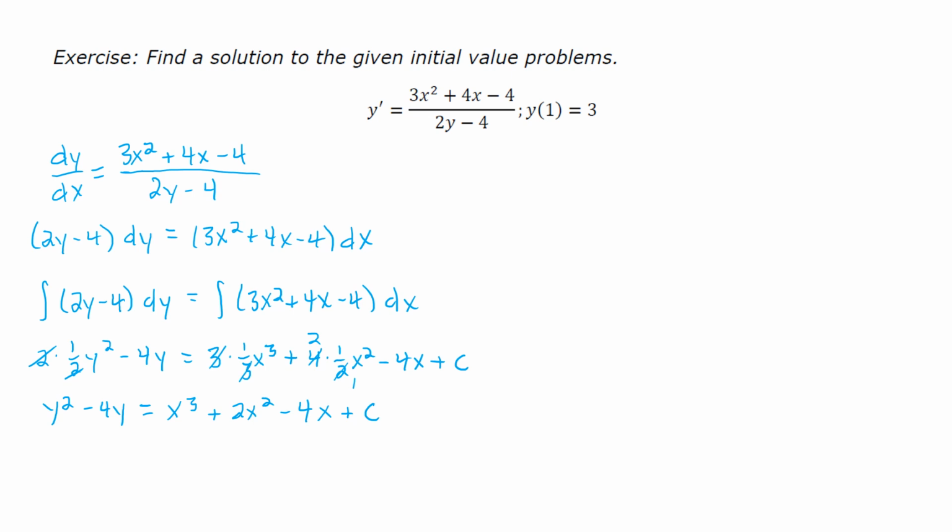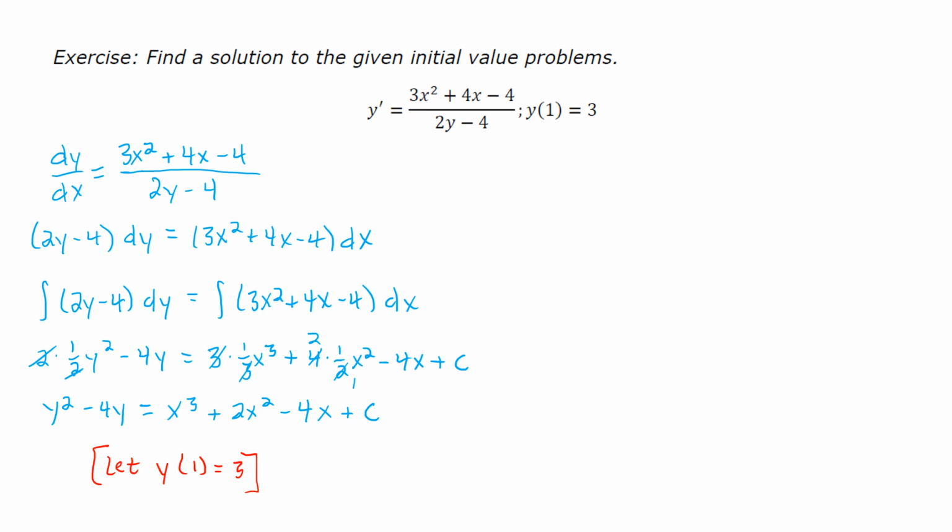We're now going to let y of 1 equal 3. That's our initial condition. This is going to let us find c, which will then allow us to find our particular solution. So if x is 1, y is 3.